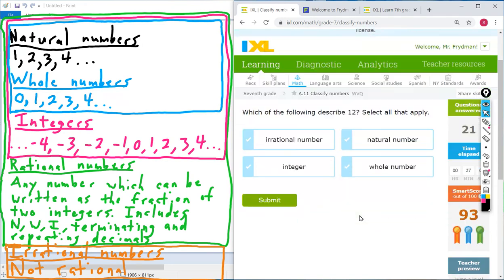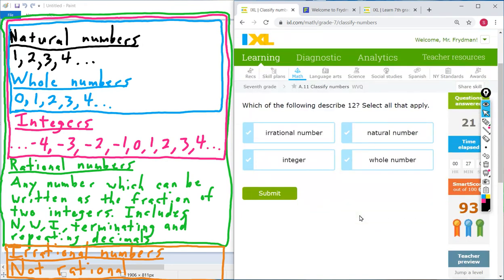Okay. Which of the following describe 12? Select all that apply. 12 is a natural number. It's a whole number. It's an integer. It's not irrational. So 12 can be found in all of these. And I could also say that it's a rational number, but it's not irrational.